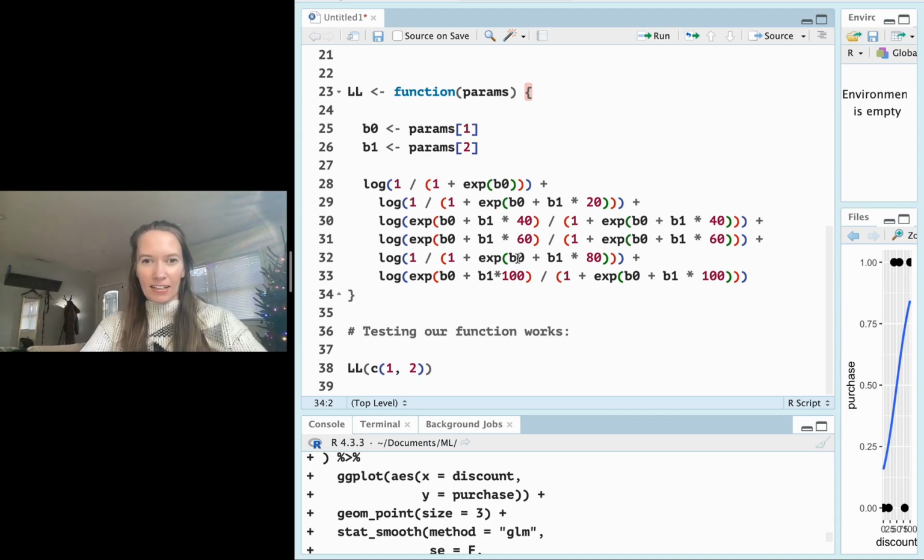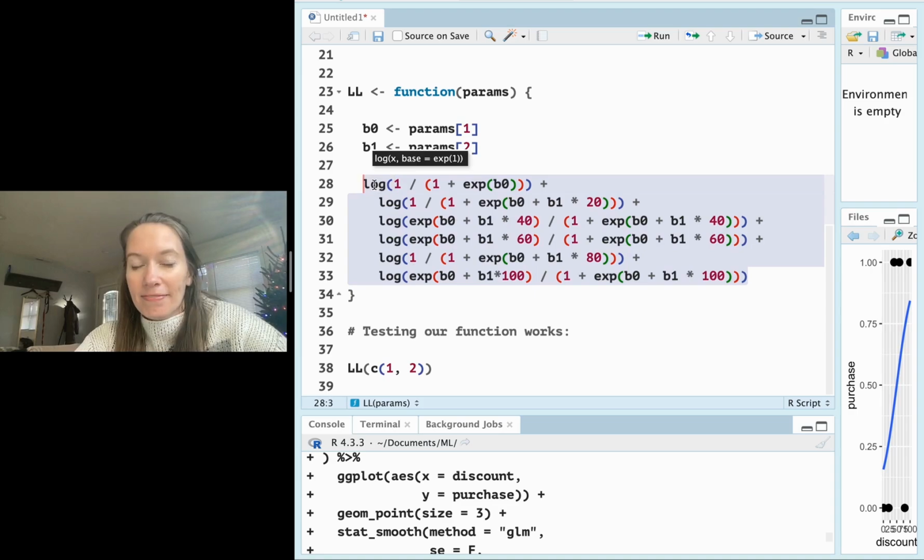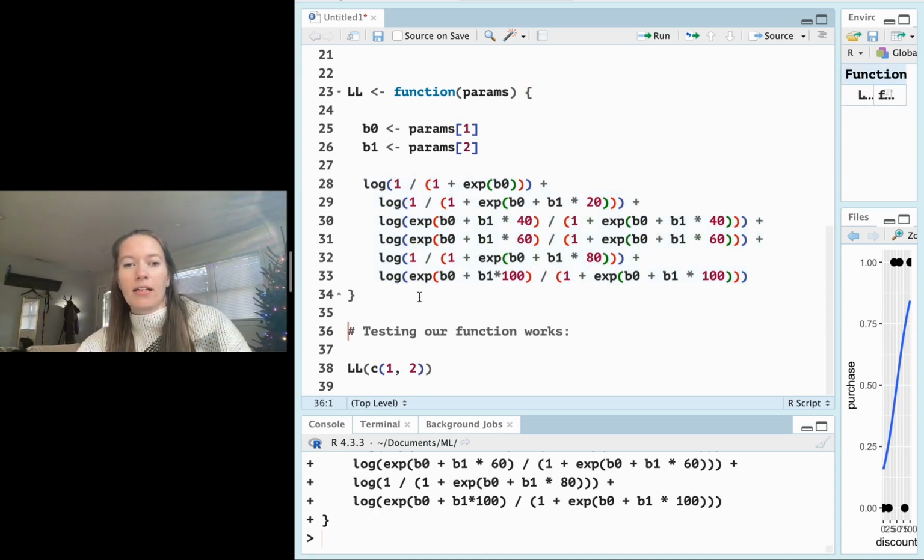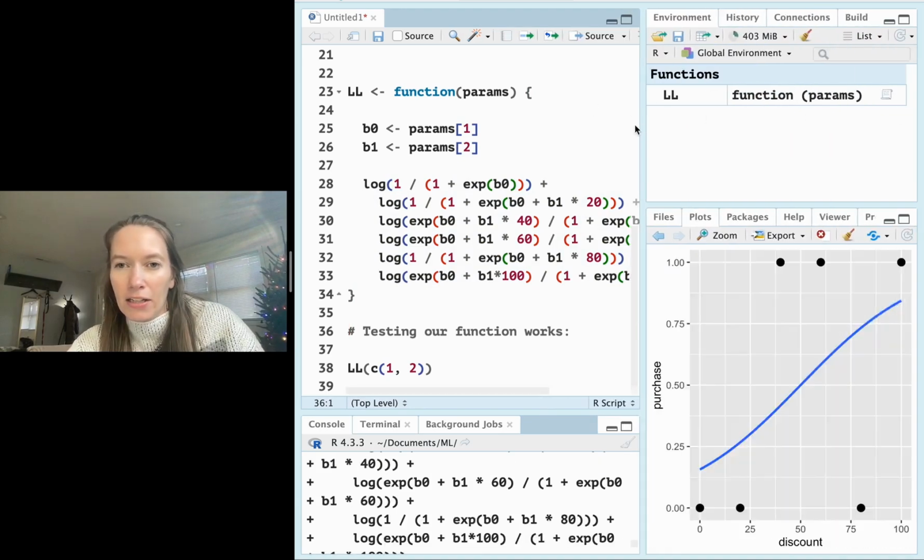So here's my log likelihood function. I wrote a function that takes parameters, beta 0 and beta 1. I'm expecting that params is a vector of length 2. And the first element will be beta 0, and the second element will be beta 1. And then I just put in what I wrote previously with all that math, just turned into code. I'm going to run Command Enter. And now you can see LL is a function in my global environment.